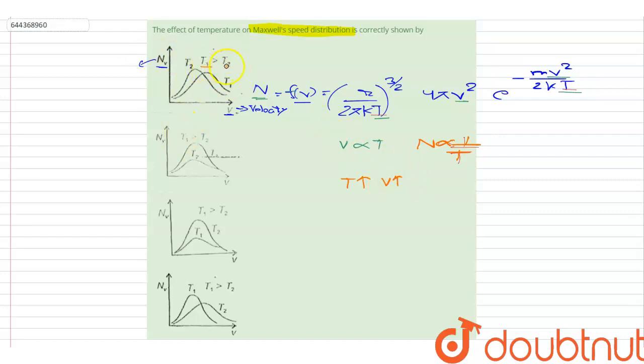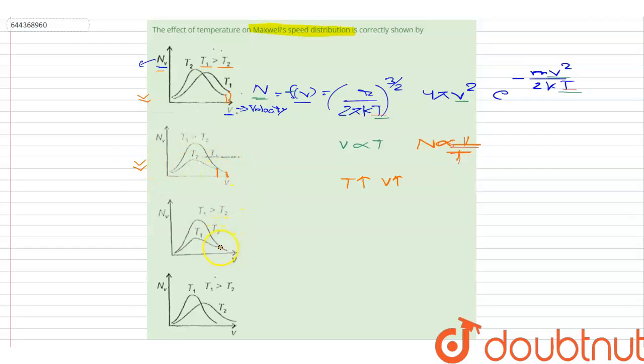In the first graph we have T1 greater than T2, and as you can see, T1 is able to achieve an overall higher velocity. So this might be the correct answer. Might be, because we still have to check for the n_v. In option number 2, temperature T1, again T1 is marked as the higher temperature, and T1 is also achieving the higher velocity. So this can be a possibility.